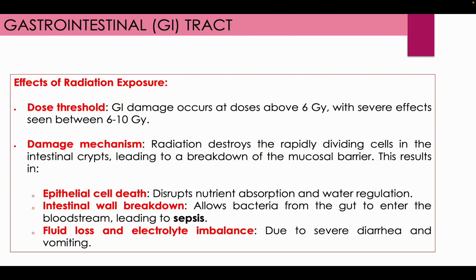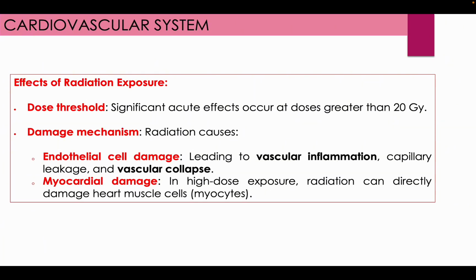So, what is the damage mechanism? Radiation destroys the rapidly dividing cells in the intestinal crypts, leading to a breakdown of the mucosal barrier. This will result in epithelial cell death, intestinal wall breakdown, and fluid loss and electrolyte imbalance. So, that is what happens to our GI tract if it is exposed to radiation above 6 gray.